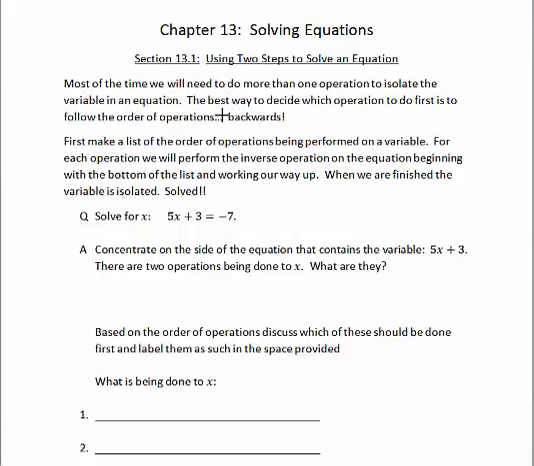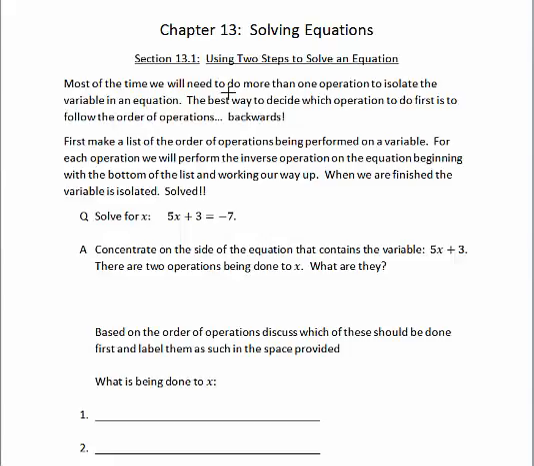So today with this video we're getting started with chapter 13, and we are simply continuing with solving equations. Chapter 12 could really be summed up in that we focused on solving one-step equations. So, in other words, in order to get the variable by itself, we only had to do one operation to both sides of the equation, and then we had our answer.